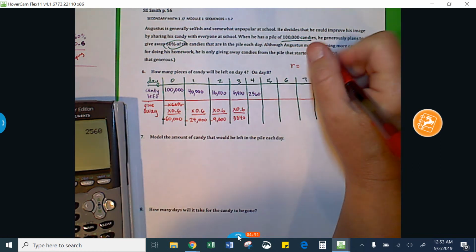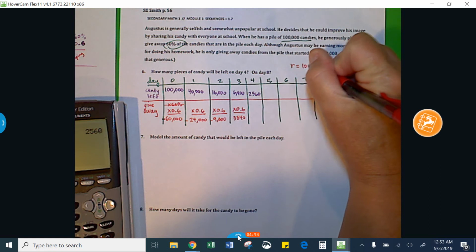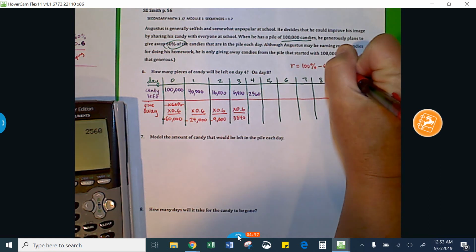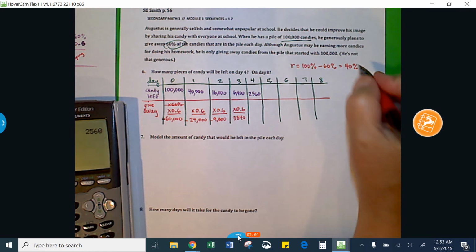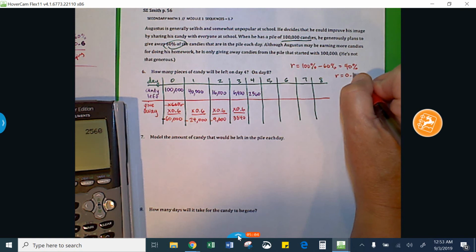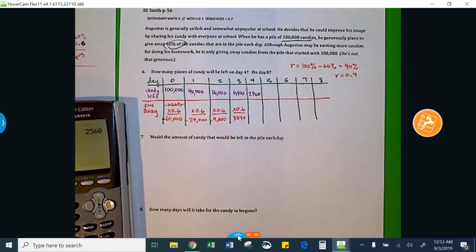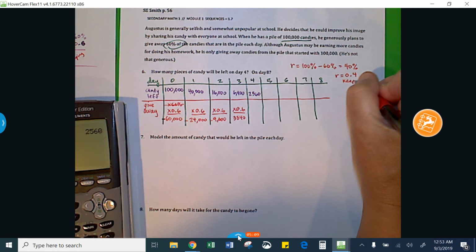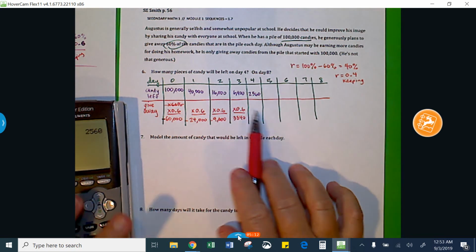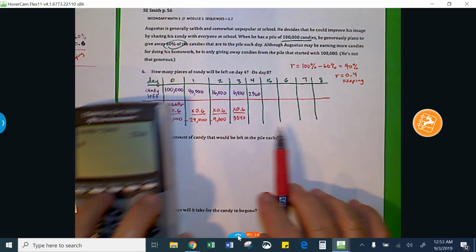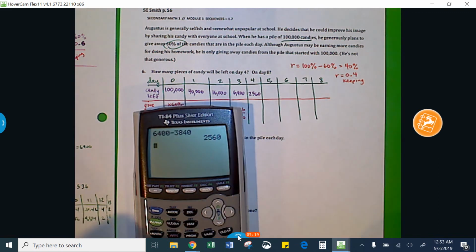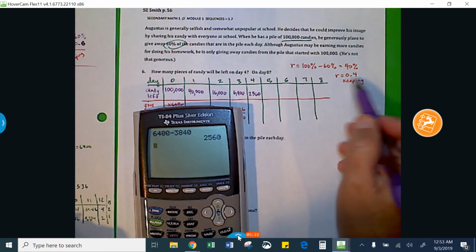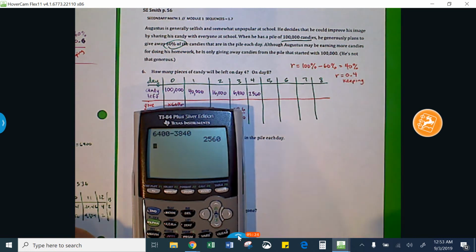So r is equal to, it's basically 100% of what you have minus the 60% you're giving away. And so that is 40%, and as a decimal, r is 0.4. That's the amount you are keeping every day. So in order to calculate these going forward, I don't need to multiply by 0.6 and then subtract it. I can just multiply that number times 0.4 and continue my pattern, repeated multiplications of 0.4, and I'll have it.